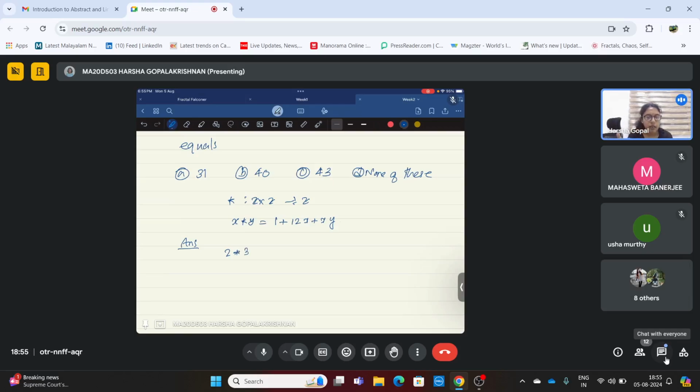Just understand what the star operation is. 2 star 3 means here instead of x we have 2 and in place of y we have 3. So just replace x and y in this equation with 2 and 3. 1 plus 12 into 2 plus 2 into 3. So you can just do the calculation and we will get the answer as 31, and it is our option A.